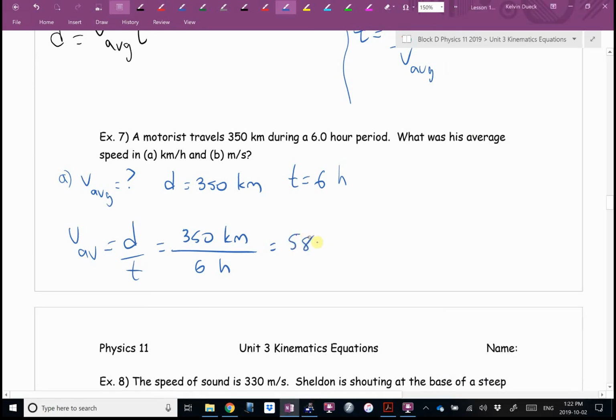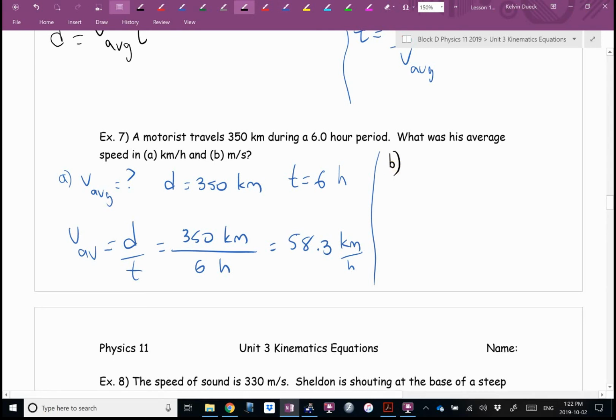58.3 meters per second. No. Kilometers per hour, Mr. Dueck. Good. Cool. Cool. Grace, what's B want me to do? Same answer in meters per second. Hey, this is a unit conversion.